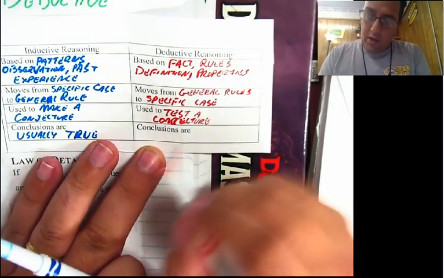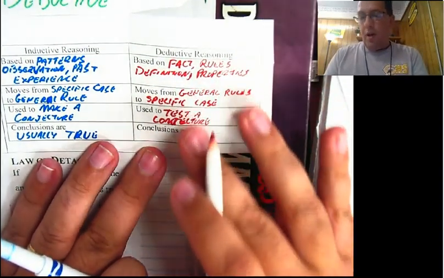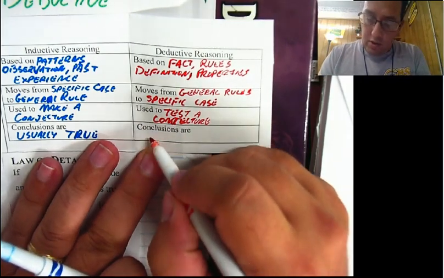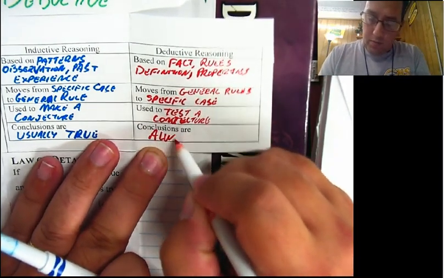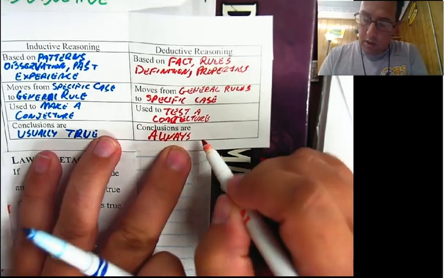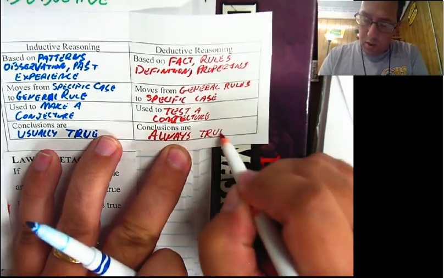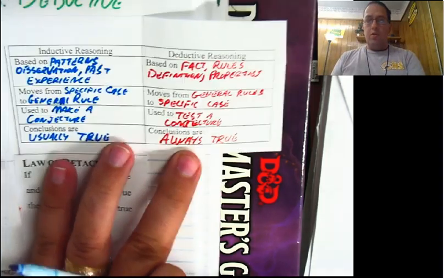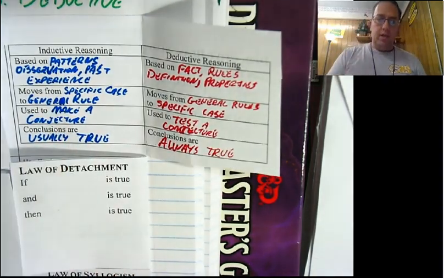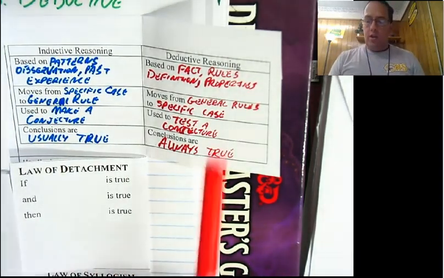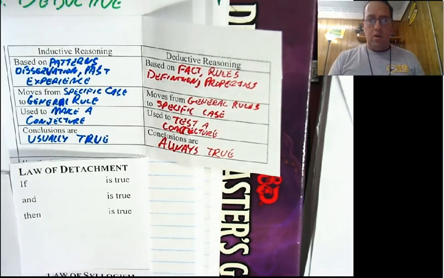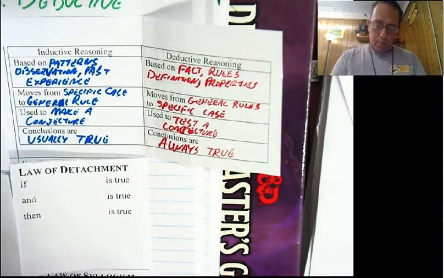Deductive reasoning, on the other hand, if your premise is true and you are properly applying the facts and the definitions, your conclusions will always be true. Always true. All right. To put this in pop culture terms, inductive reasoning is Dr. House, deductive reasoning is Sherlock Holmes. All right.